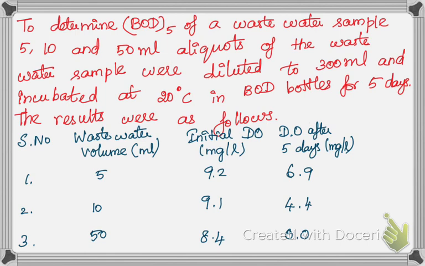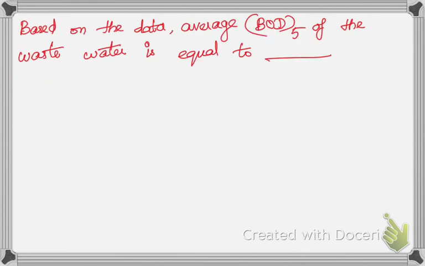So today's problem is to determine the 5-day BOD of a wastewater sample. 5, 10 and 50 ml aliquots of the wastewater sample were diluted to 300 ml and incubated at 20 degrees Celsius in BOD bottles for 5 days, and the results were as follows. A table is given with your wastewater volume, the initial DO and the DO after 5 days, and based on the data, the average BOD5 of the wastewater sample is equal to what?